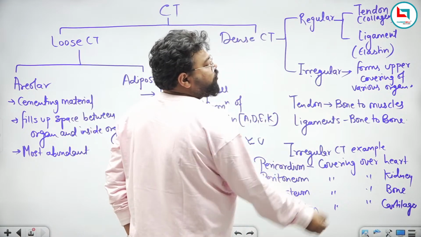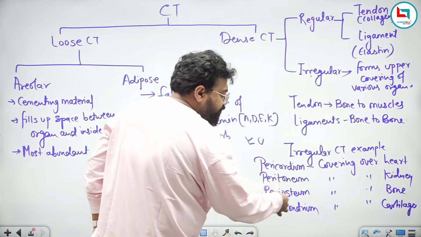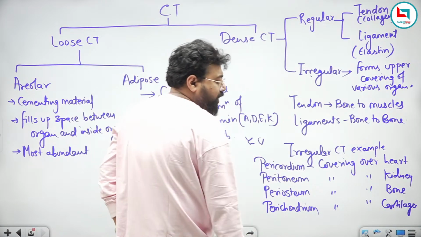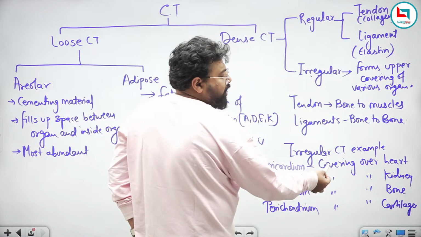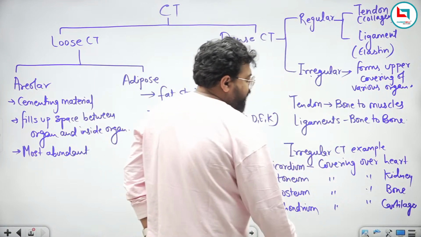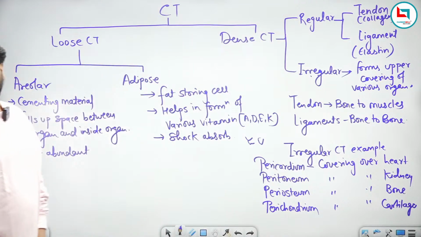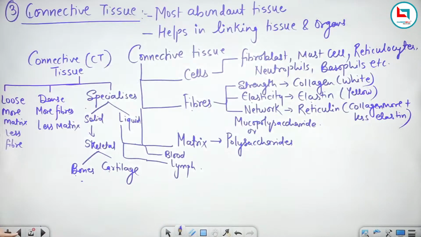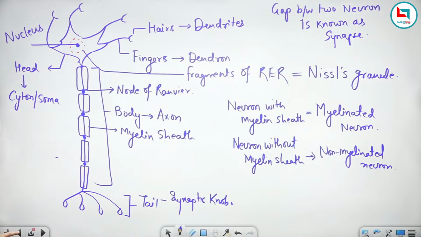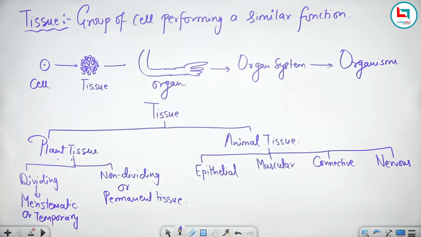Irregular connective tissue forms the upper covering of various organs like pericardium, peritoneum, periosteum, perichondrium. Pericardium is the covering of heart, peritoneum is the covering of kidney, periosteum is the covering of bone, and perichondrium is the covering of cartilages. So we have discussed three different animal tissues. Tomorrow we are going to discuss the last one, epithelial tissue, and this chapter will get over by tomorrow.